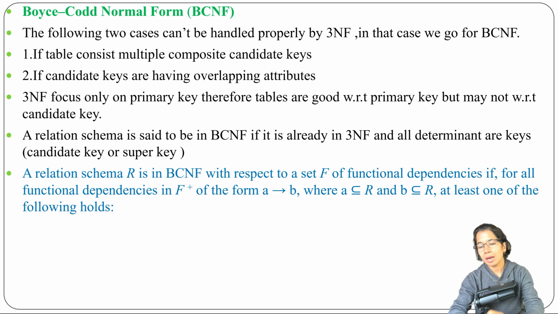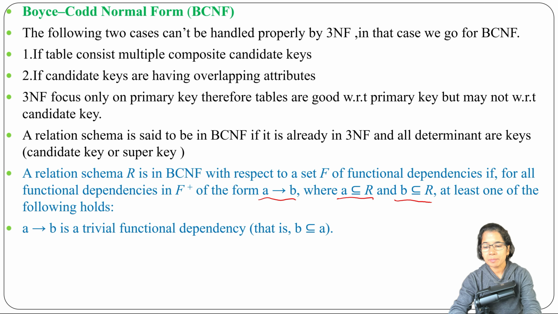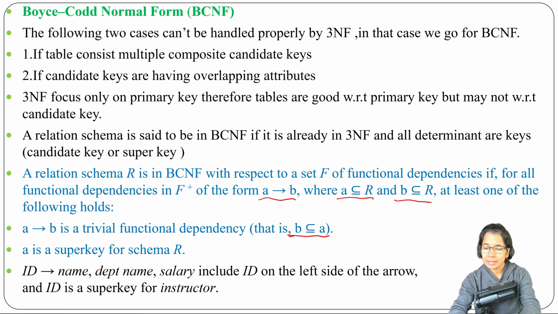A relation schema R is in BCNF with respect to F of functional dependency if for all functional dependencies in F plus of the form A implies B, where A is a subset of R and B is a subset of R, meaning A and B both belong to R, at least one of the following conditions hold. First, A implies B is a trivial functional dependency. Trivial means B is a subset of A. Second, A is a super key for schema R. If B is a subset of A or A is a super key, then we can say it is a BCNF.